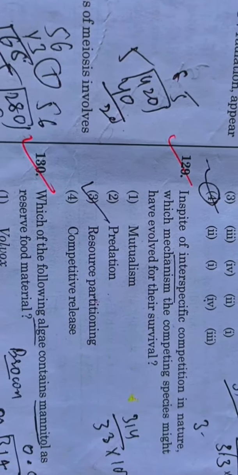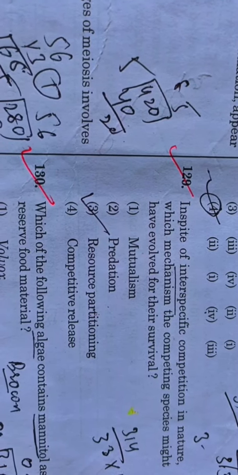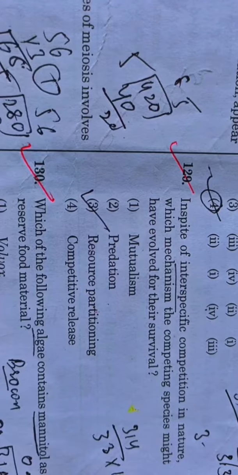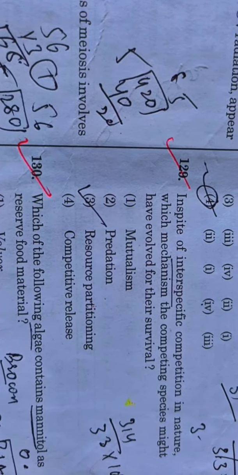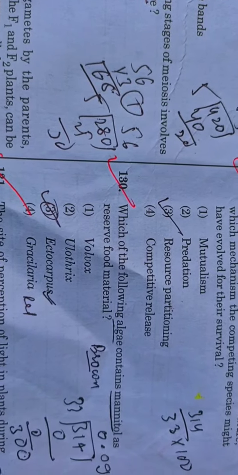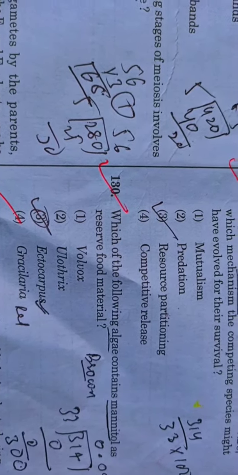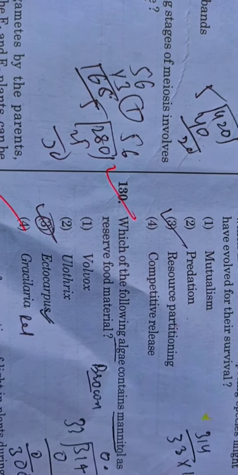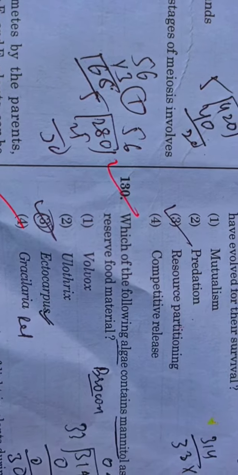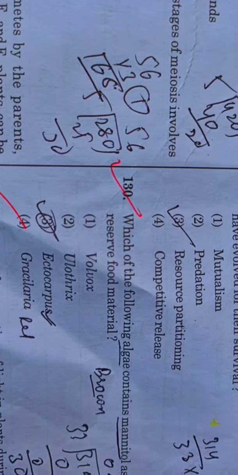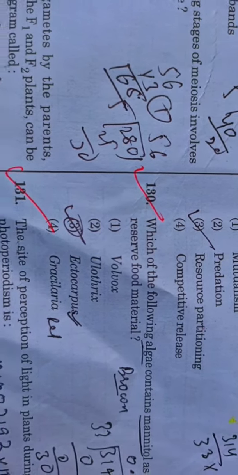Now question number 129. In spite of interspecific competition in nature, which mechanism might the competing species have evolved for their survival? So option 3, that is resource partitioning, is the correct answer. Question number 130. Which of the following algae contain mannitol as reserve food material? So mannitol is found in brown algae, that is Phaeophyceae. An example of this is Ectocarpus. So this will be the correct answer, as Volvox and Ulothrix are green algae and Gracilaria is red algae. So option third is the correct one.